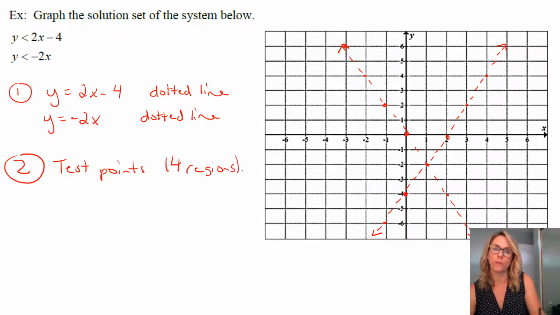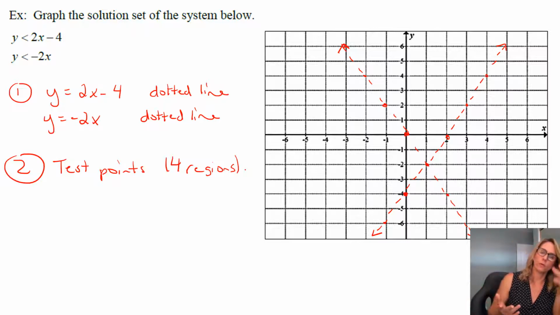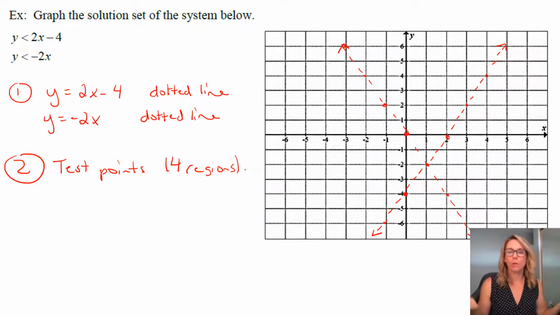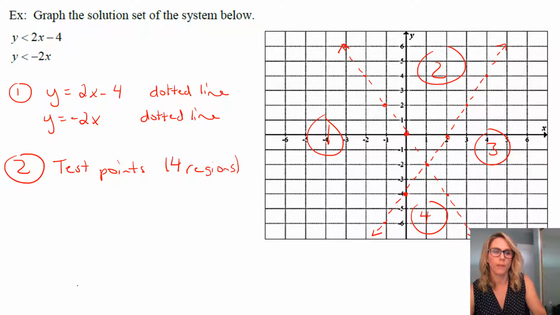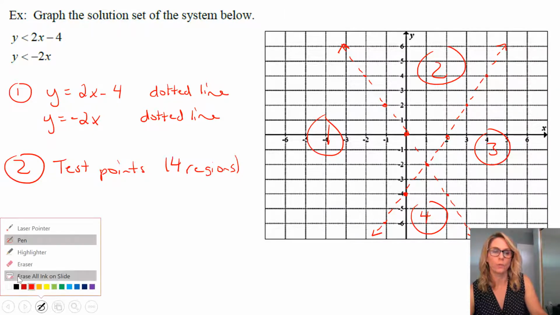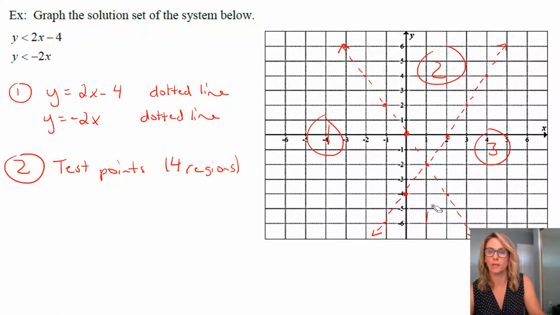You do not have to check 4 different things. A couple different ways to go about it. You could start with one of the 4 regions. So I'll erase this, but notice that the idea here is we have 1 region, 2 regions, 3 regions, and then 4 regions down here. Those are our 4 regions. And so that's what we're trying to find, which one of those needs to be shaded. It has to make both of our inequalities true.